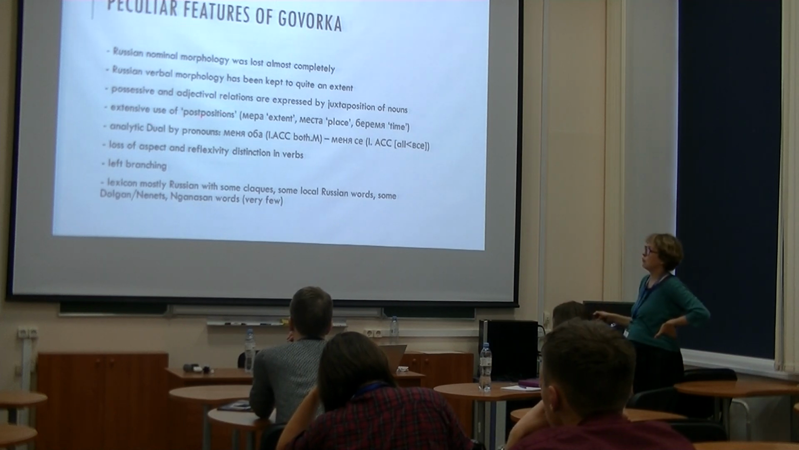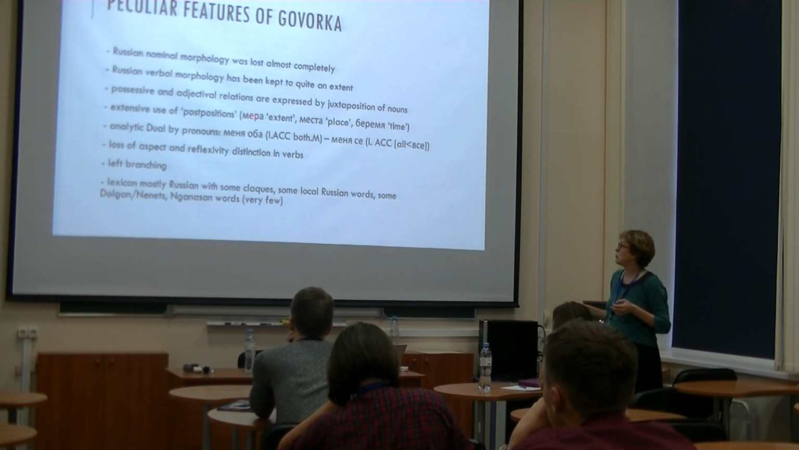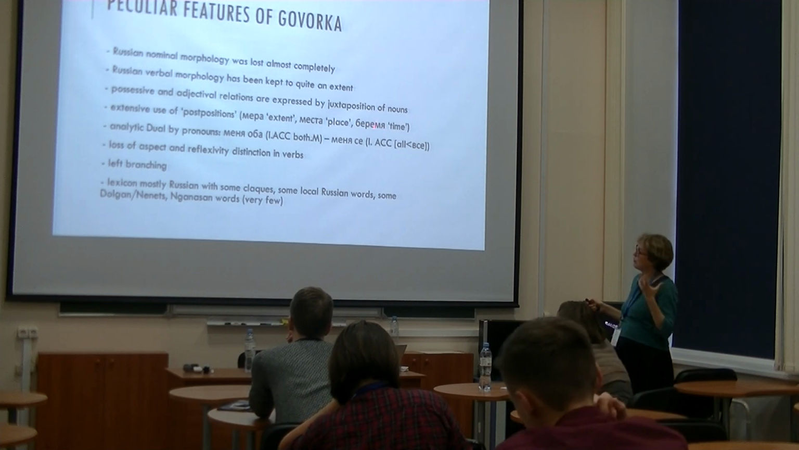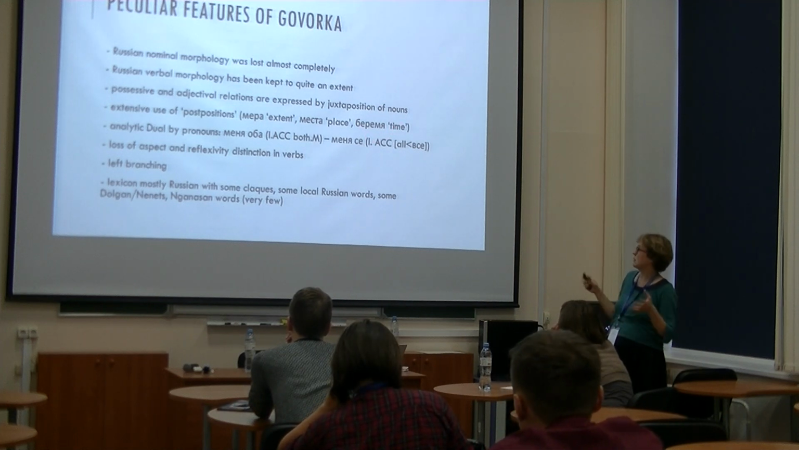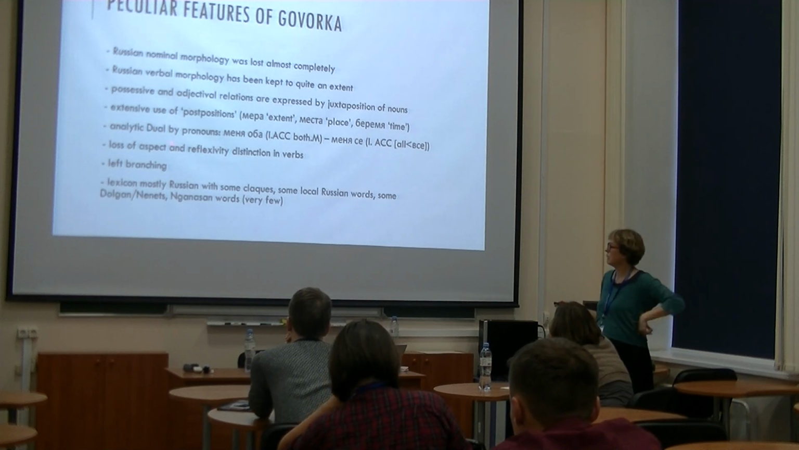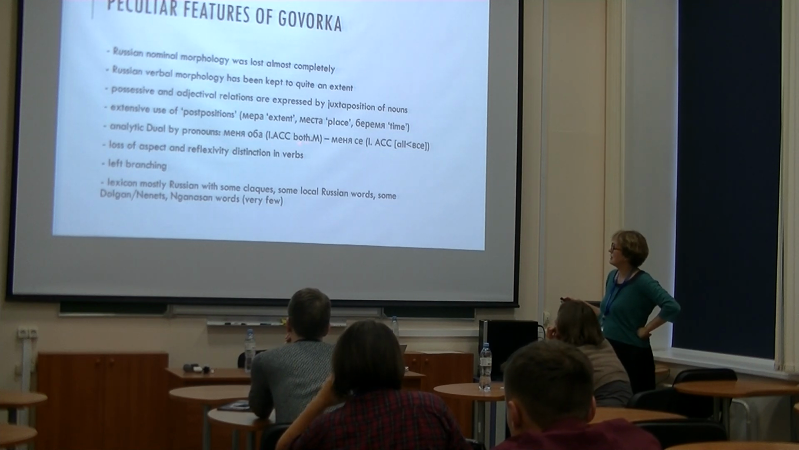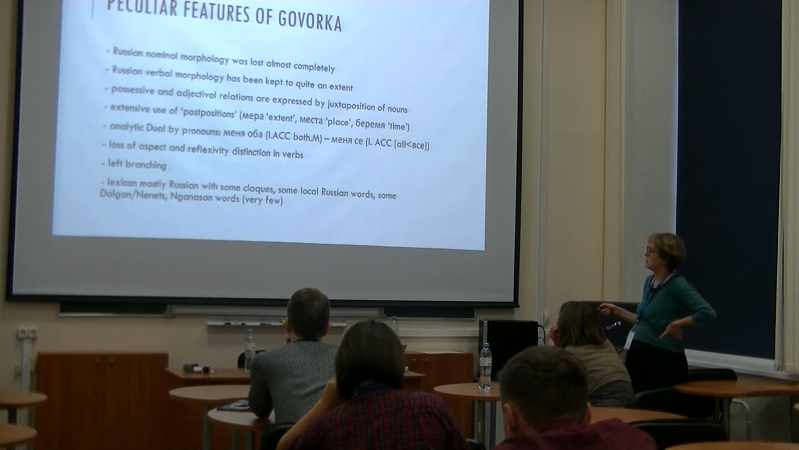Then there is extensive use of postpositions, even though in Russian there are no postpositions, only prepositions. And then they use some Russian words, for example, mera, which is literally extent, место, which is place, or время, which is phonetically something like время, which means time, and some others. So these are Russian words which are used syntactically as postpositions. Then, for example, analytic dual pronouns have been developed. So меня оба, меня все, meaning I, both, or I, all. We see also loss of aspect and reflexivity distinction in verbs.